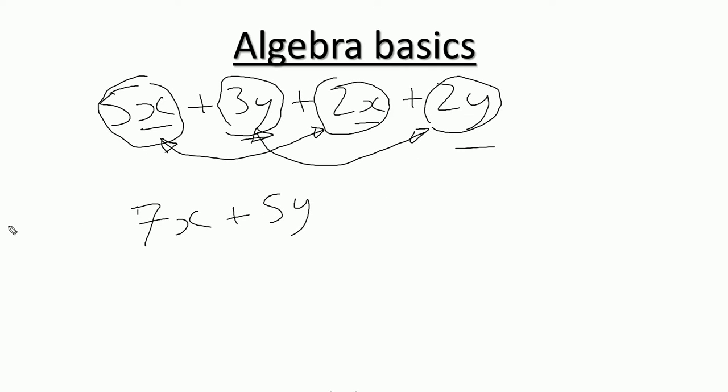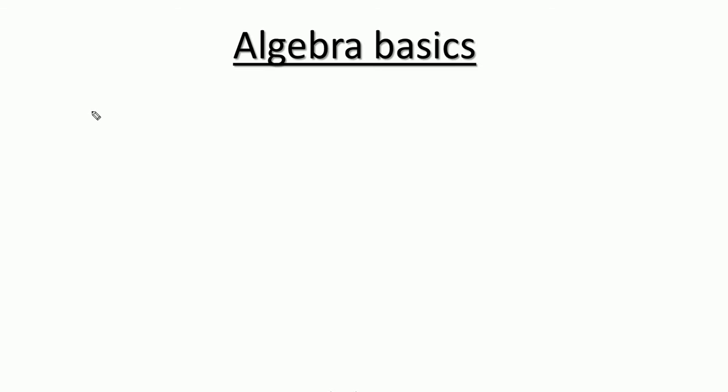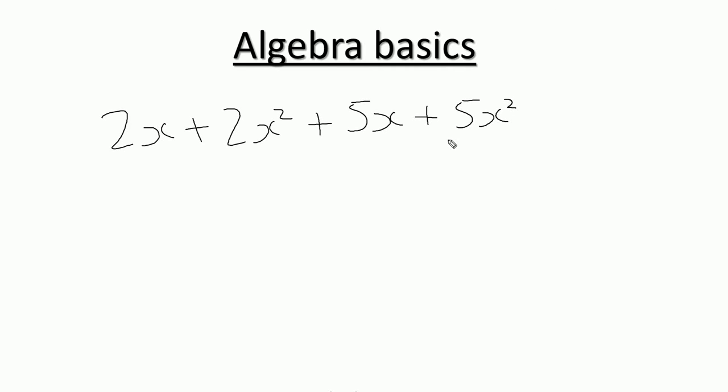Now things get a bit more complicated if you have squared terms in them. This is an important point because this is where students mainly go wrong. If I were to write 2x plus 2x squared plus 5x plus 5x squared, students often look at these and think x appears in all of these and they will simply add them all together. But it is very important to note that x squared must be treated as a separate thing. It must be treated as though it is different.